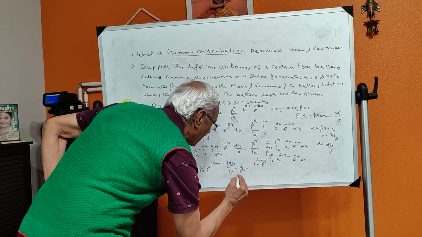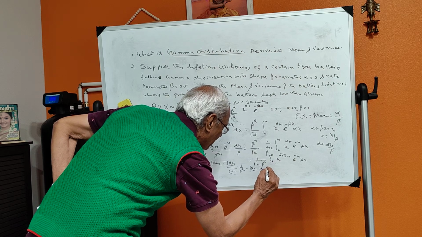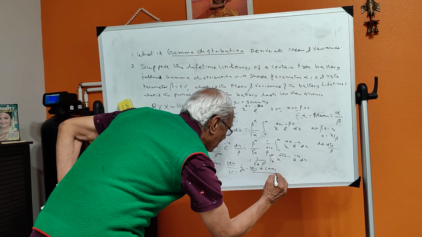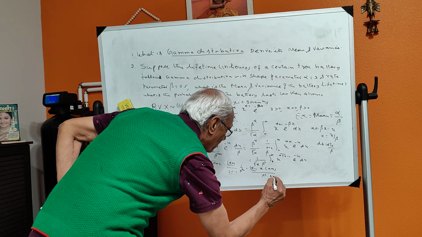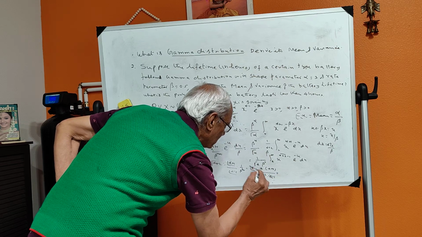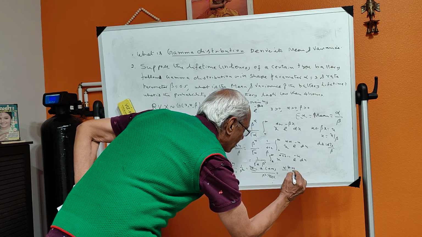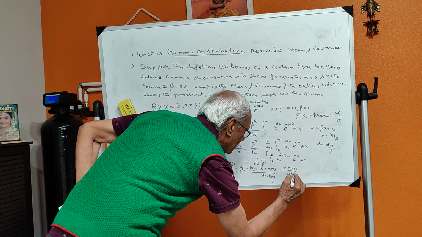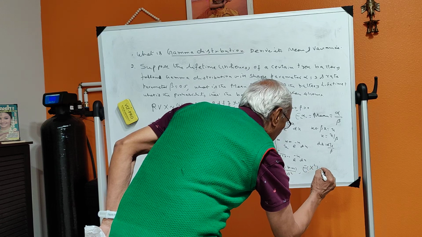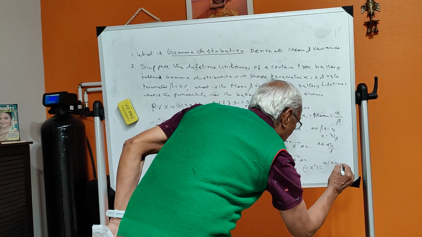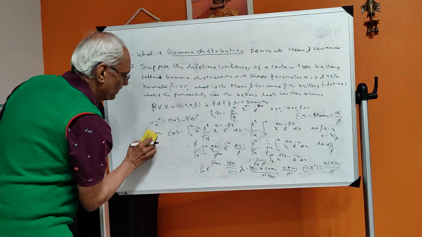This is 1 by beta squared. But this is nothing but our alpha minus 1 factorial into alpha plus 1 divided by beta squared into alpha minus 1 factorial. So these two will go off, giving you alpha by alpha into alpha plus 1 divided by beta squared. So that is E of x squared is equal to alpha into alpha plus 1 divided by beta squared.